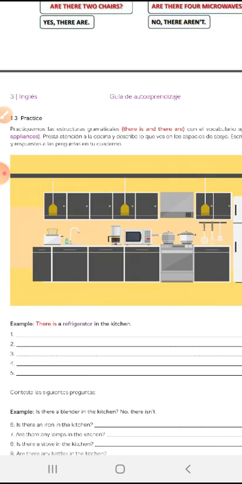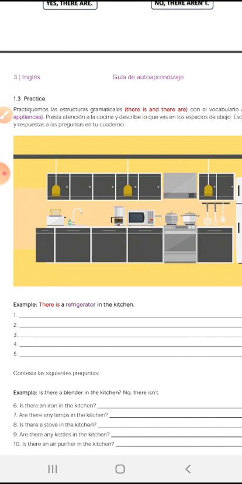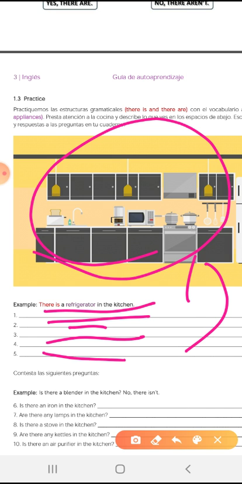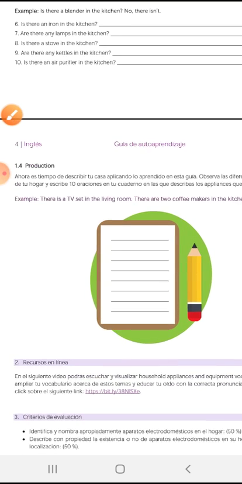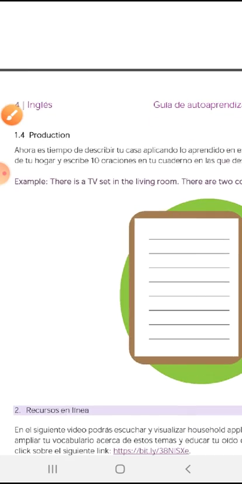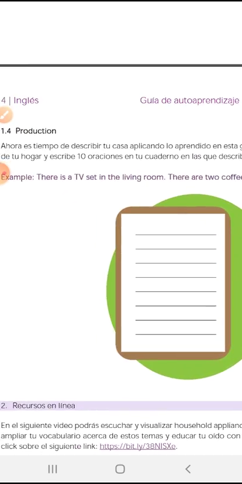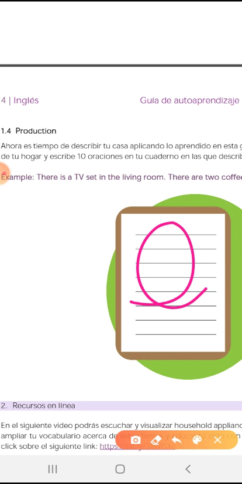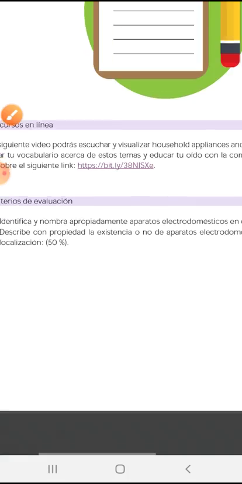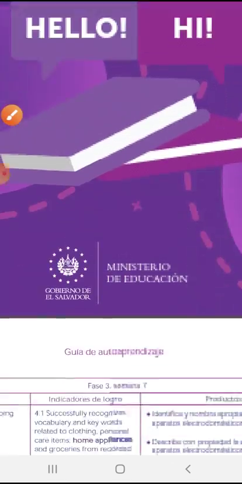Finally, we have some practice and production. In this practice, you will have to see the picture over here and answer or respond to the questions based on what you saw in the picture. Finally, you will have to produce something in English, okay? You have to write something in English. You have to talk about your house here, and in your notebook you will have to say what there is in your house and what objects are there in your house. Yes, that's it. Now let's get started with the basics.